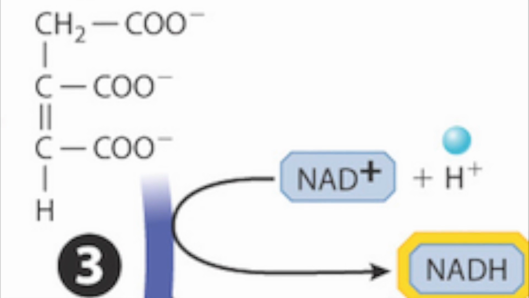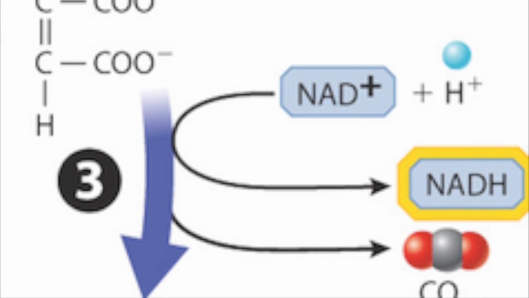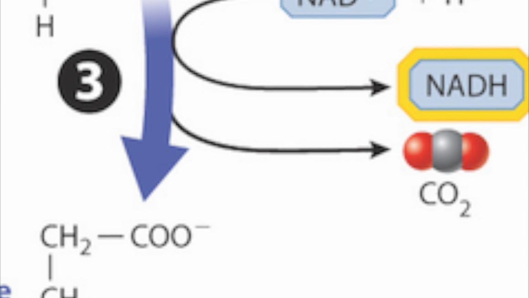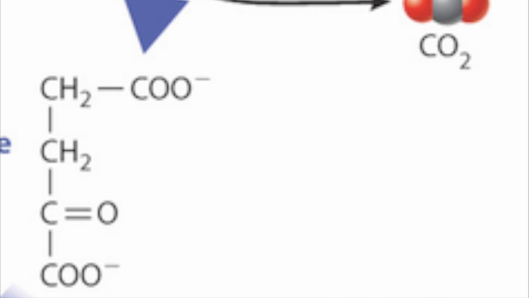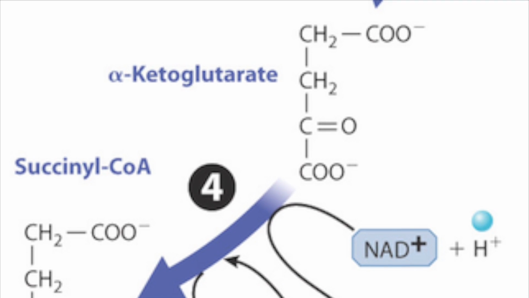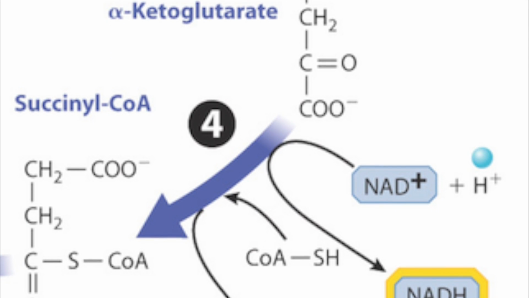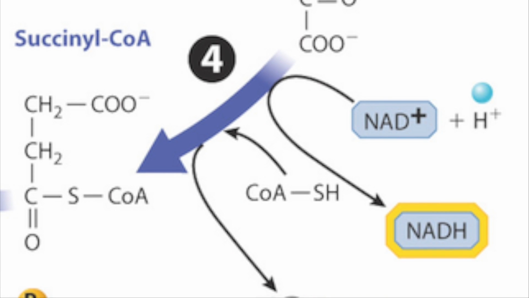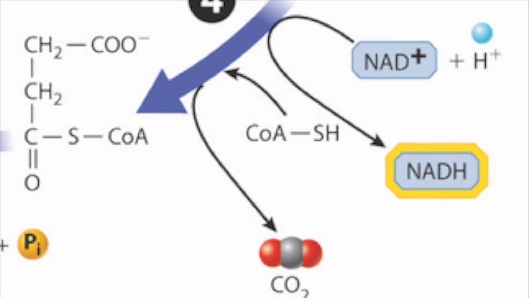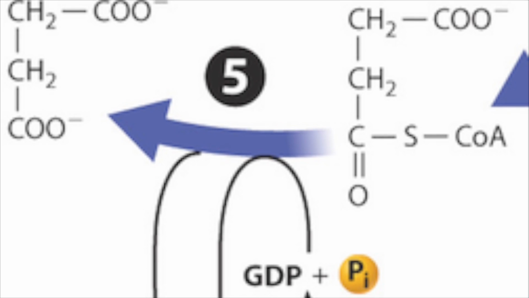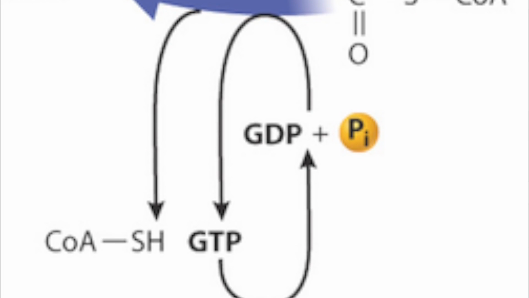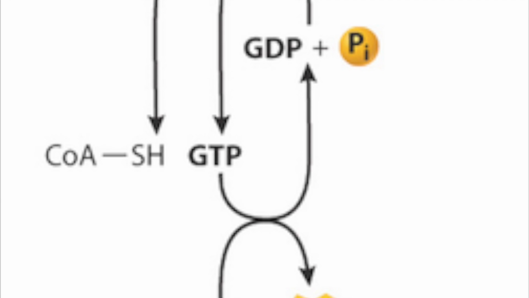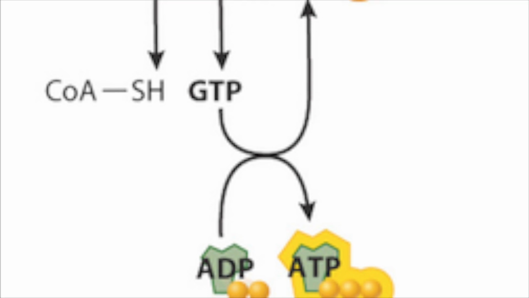The third step is when cis-aconitate is turned into alpha-ketoglutarate when CO2 is removed and NAD+ is reduced into NADH. The same thing happens in the fourth step. NADH is produced and CO2 is removed to produce succinyl-CoA. The next step is when succinyl-CoA is converted into succinate when a phosphate is added to ADP to make ATP.